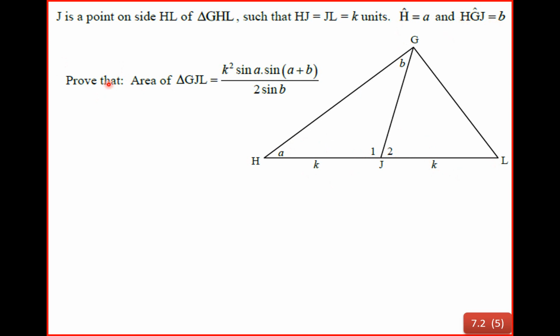So the question is to prove that the area of triangle GJL, they want us to find this area in terms of letters. So we have variables and not numbers. So we're going to look into triangle GJL. You'll notice very limited information. We only know that JL is K. So we need to find other sides or angles.